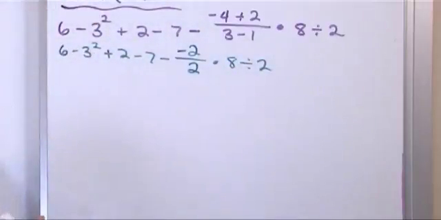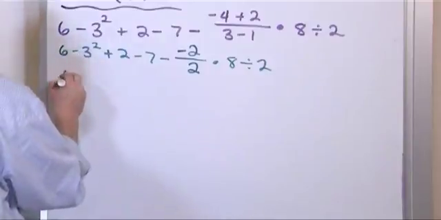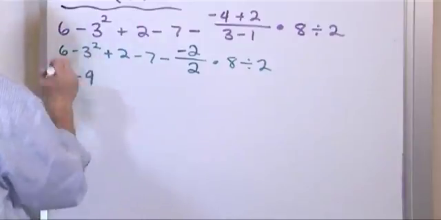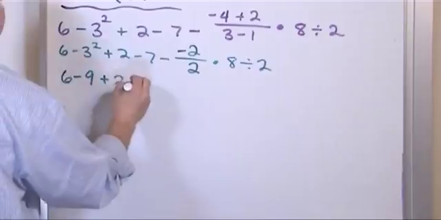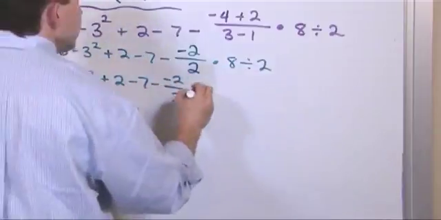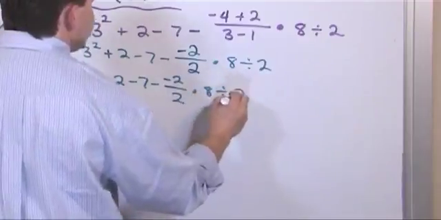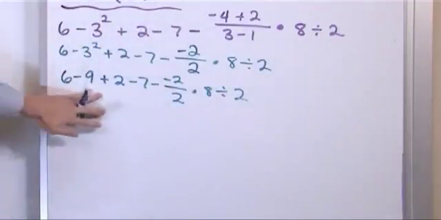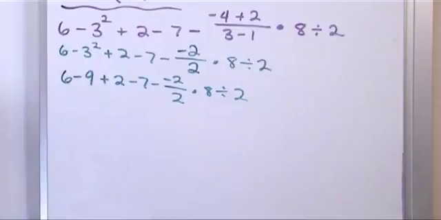Now, the next thing we can do at this point is look for the next thing. The next thing we need to work on is the exponent here, because that's next on the list after parentheses. So 3 squared is 9. 6 minus 9. 3 times 3 is 9. Then we have the 2 minus 7 minus negative 2 over 2 times 8 divided by 2. Now, we have a lot of addition and subtraction. We're not going to do any of that till later.